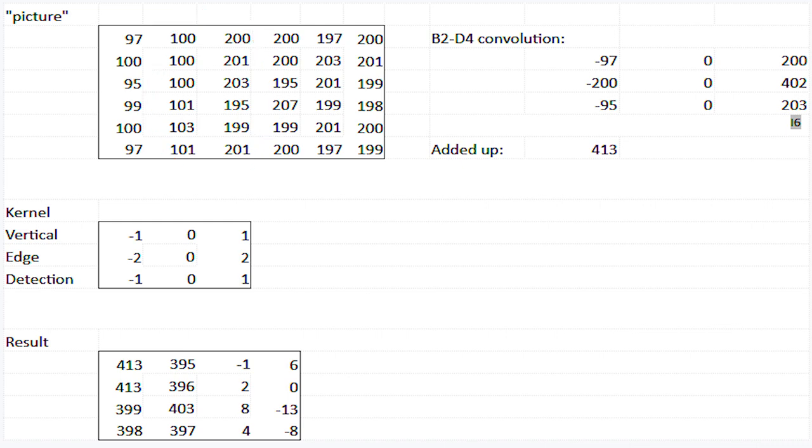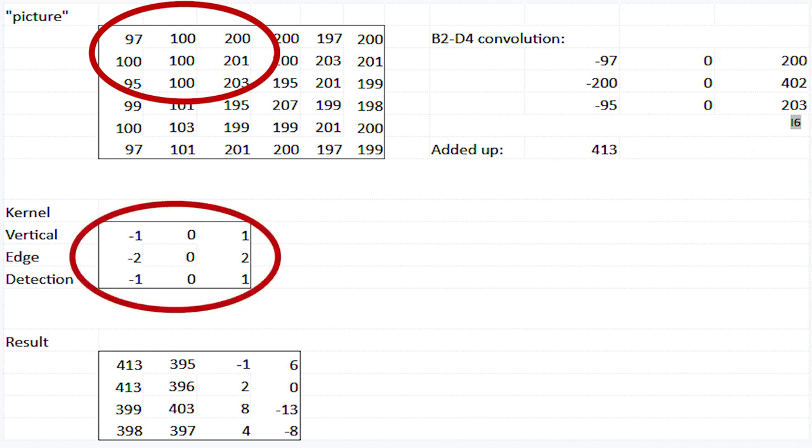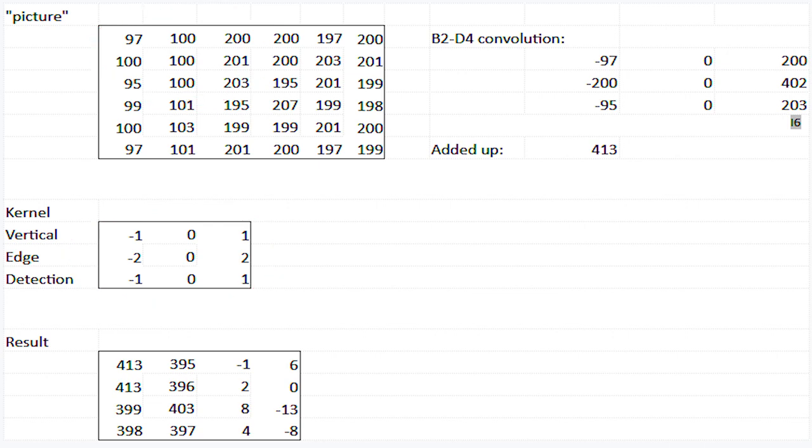Let's explicitly multiply the top left corner, which is B2, 3, and 4, C2, 3, and 4, and D2, 3, and 4, by the vertical edge detection kernel. If we lay the 3x3 kernel over the 3x3 section of the picture, we get the following 9 values, 3 of which are of course 0, since 0 times anything is 0. Adding up these numbers, we get the 413 value that we can see in the result matrix.